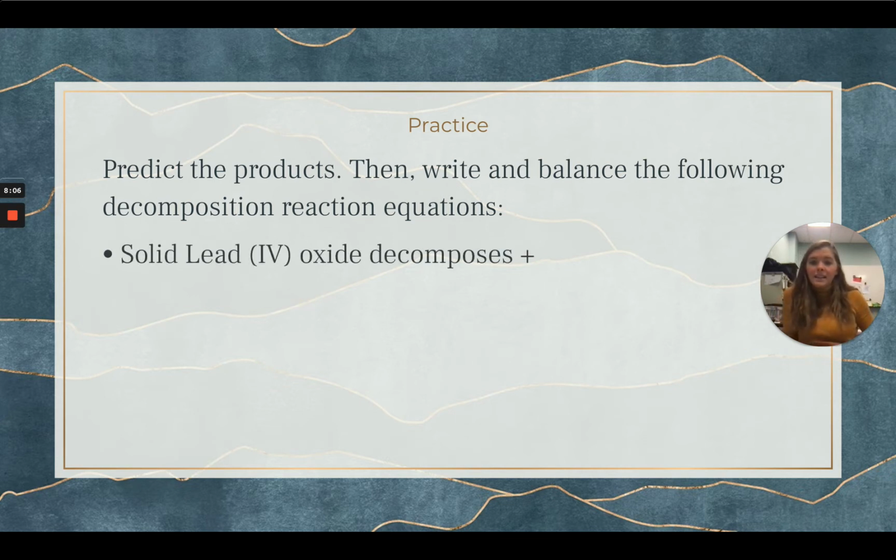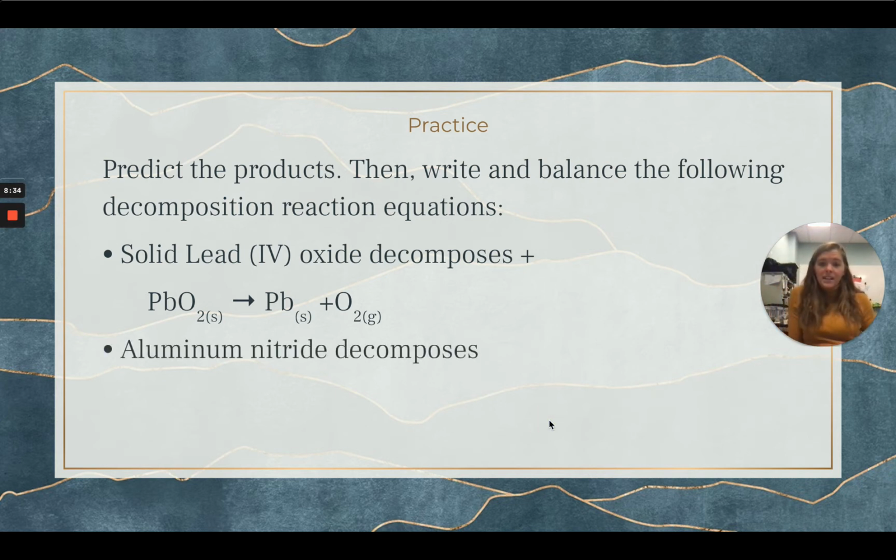So solid lead 4 oxide decomposes. So go ahead and pause the video. So you should have hopefully gotten PbO2 because that solid lead 4 oxide is going to simplify to PbO2 instead of Pb2O4, and we're yielding Pb, so solid lead, and oxygen gas. And remember, oxygen again can never be by itself, so it's always going to be an O2 element.